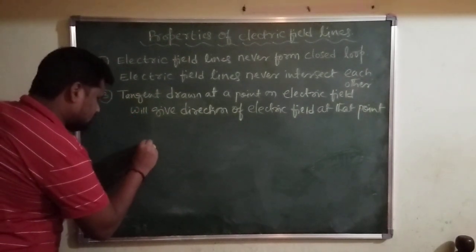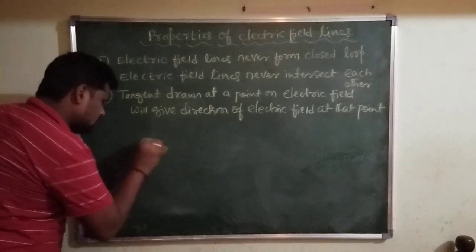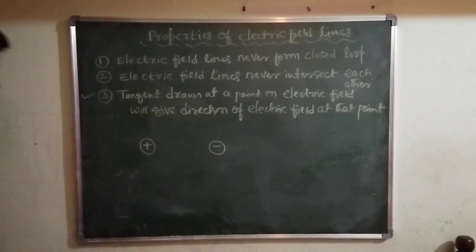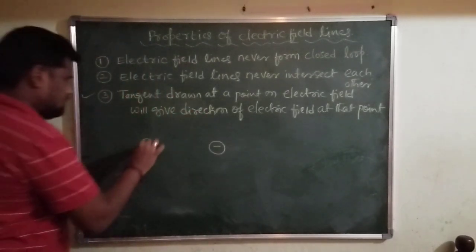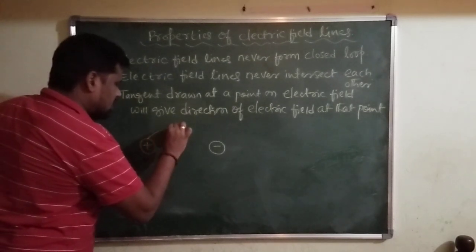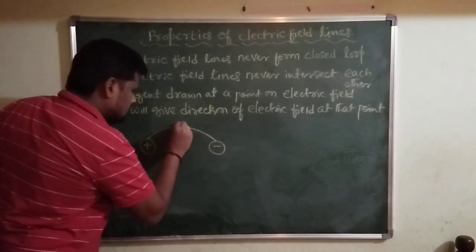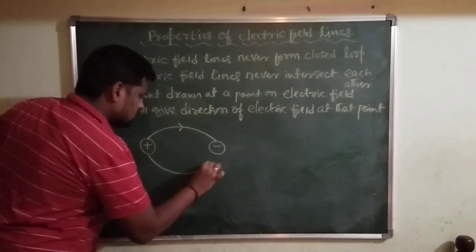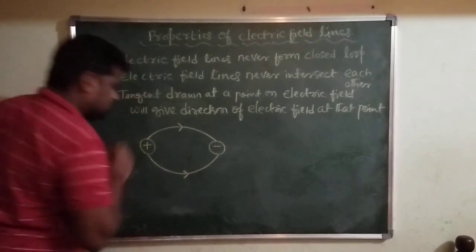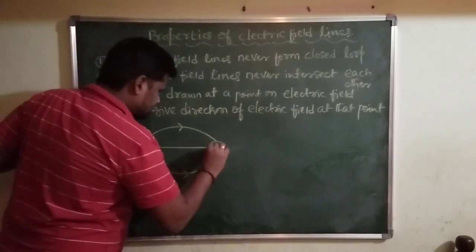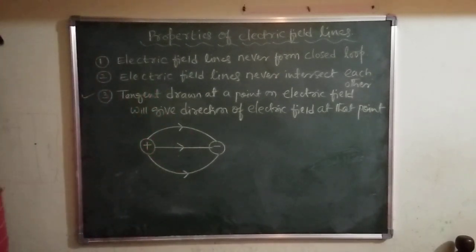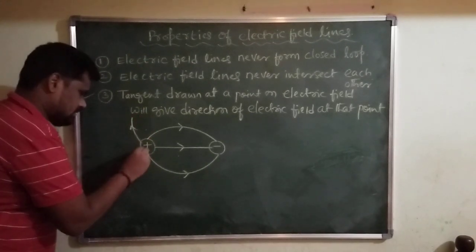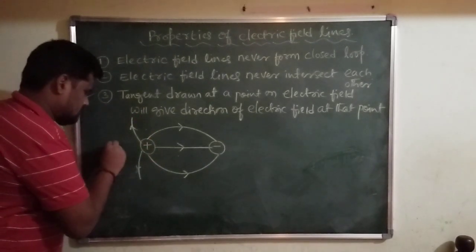For example, this is a positive charge and this is a negative charge. How are you going to draw the electric field lines for this? You know very well, electric field lines start from the positive charge and end at the negative charge. Like this. The next pattern may be like this. This is the pattern.